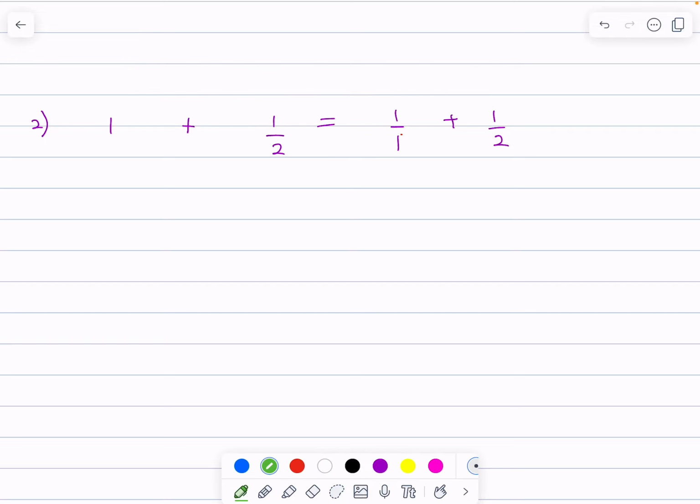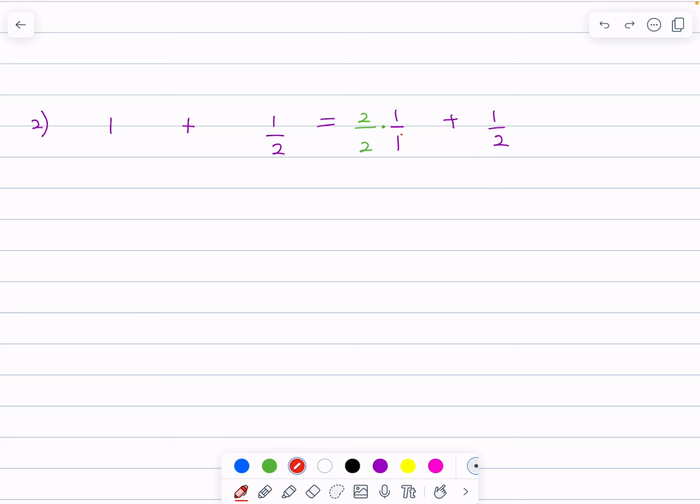So I can multiply this by 2 divided by 2. So I'm multiplying the top and bottom by 2. And why am I multiplying by 2 in particular? The reason why I'm multiplying by 2 is because the denominator of the second number is 2. So that's why I'm multiplying the top and the bottom by 2. Please take note, I'm not just multiplying by 2, I'm multiplying by 2 divided by 2.